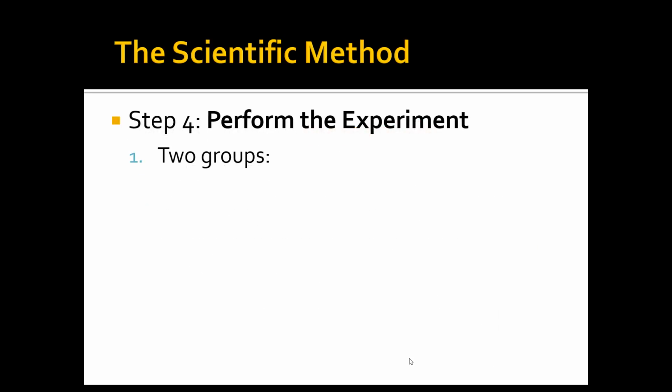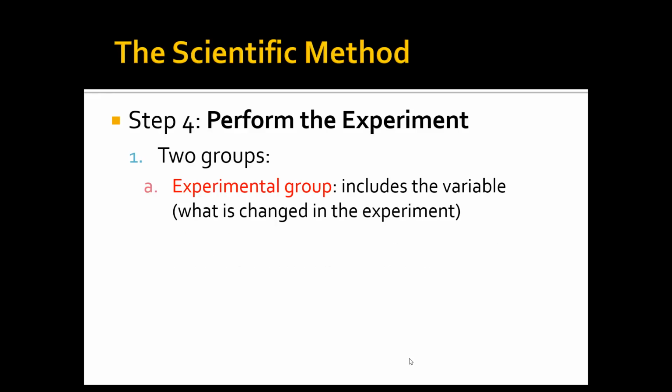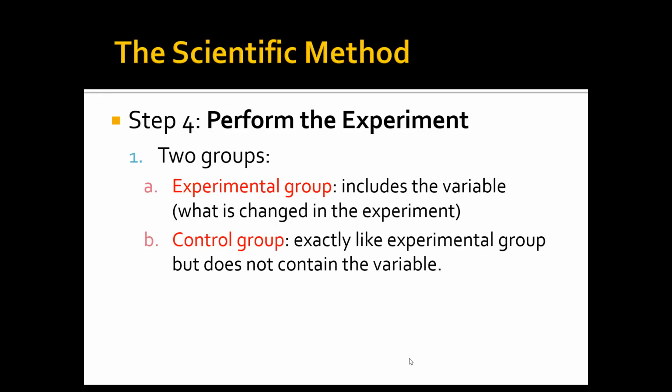All right, next is the experiment phase. So this is where you set up an experiment, and every experiment has to have two groups. You have to have an experimental group, and then you have to have a control group. So the experimental group actually gets the variable, and a variable is a change in the experiment, and it's what you as the experimenter change.